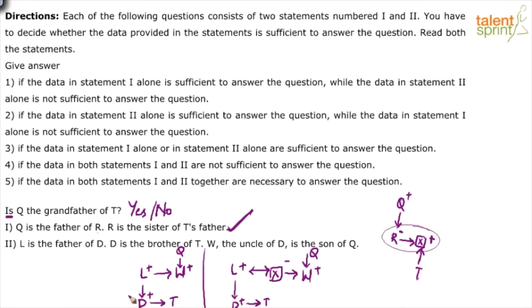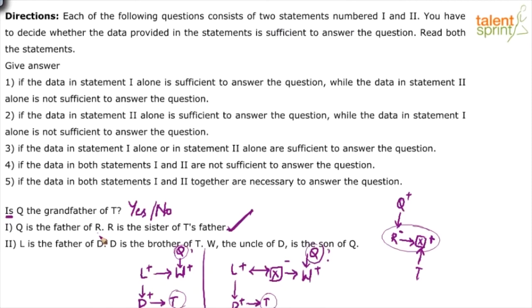Anyways, we do not know the gender of Q. Remember, the question says, is Q the grandfather of T? Clearly, in both the cases, we find that between Q and T, there is a 2 generations gap. T is the grandchild of Q, or Q is the grandparent of T. But which grandparent, male or female, that's not known to us. Q's gender is not known, and until we know the gender of Q, we cannot answer this question. So, is Q the grandfather of T? I don't know from statement 2. Answer is yes, no. Answer is no, no.